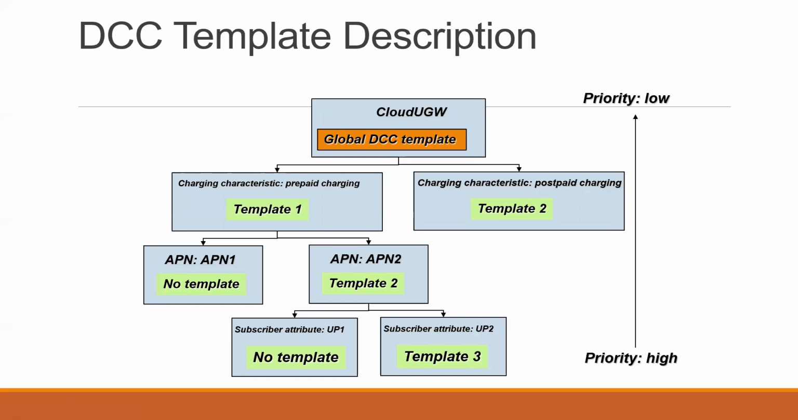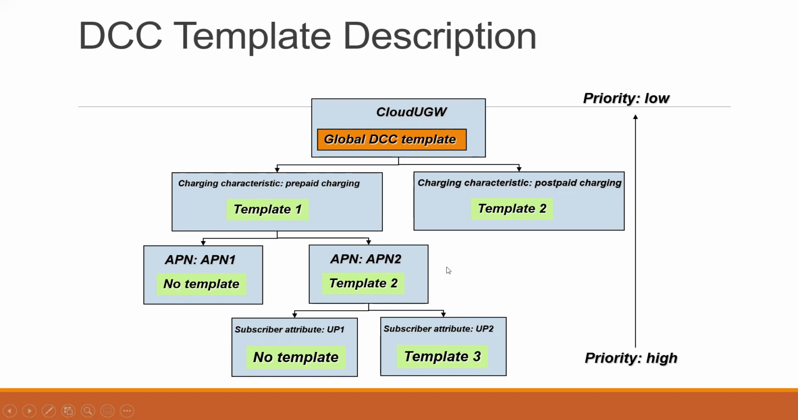Okay, so your DCC template. Once you have your DCC templates configured, what is the priority? If you look into the configuration, a subscriber attribute can have a DCC template, your APN can be bound to a DCC template, your charging characteristic can be bound to a DCC template, and then you have a global template. The priority of which DCC template is selected is like this. Highest priority is subscriber attribute, which means your user profile. If you have bound a DCC template with a user profile, that is going to take the highest priority.